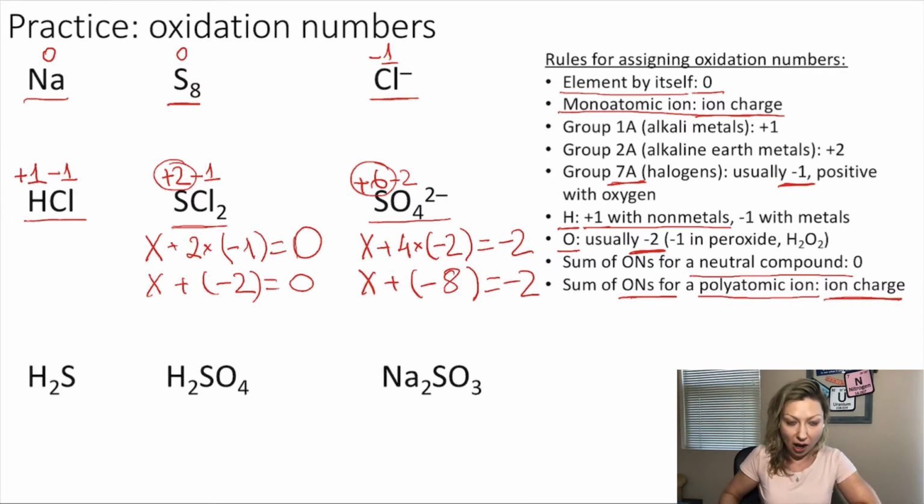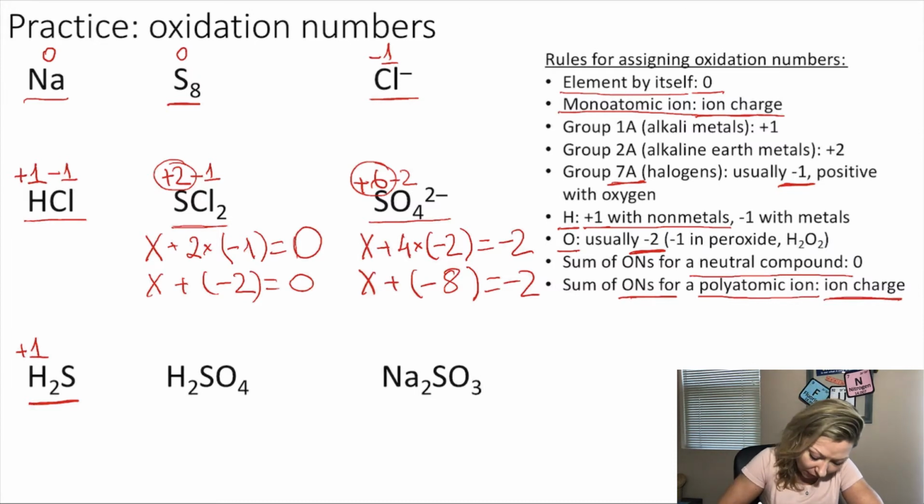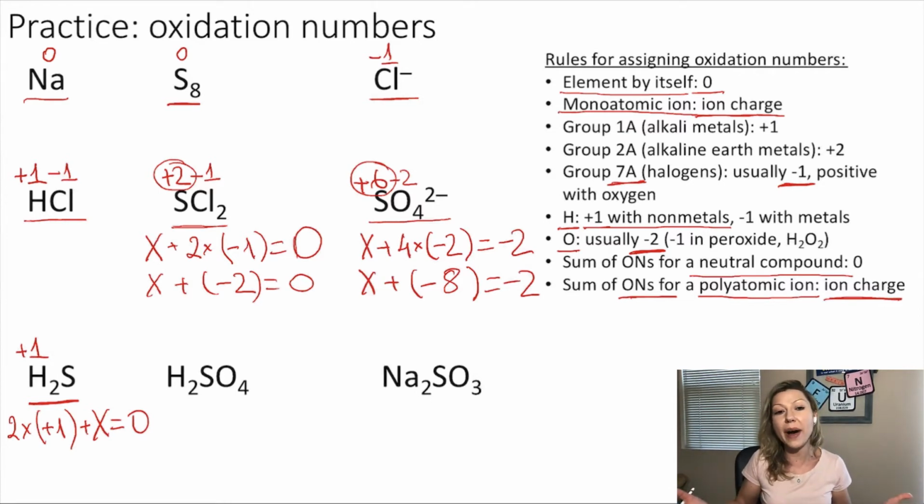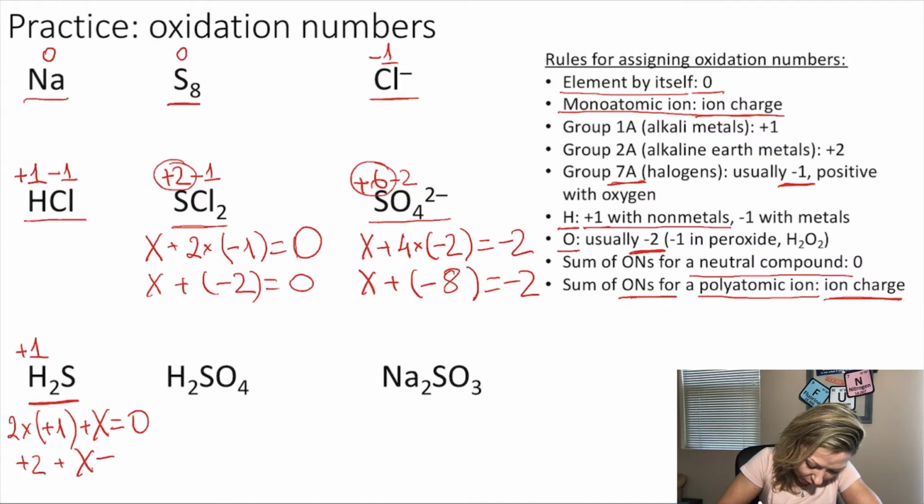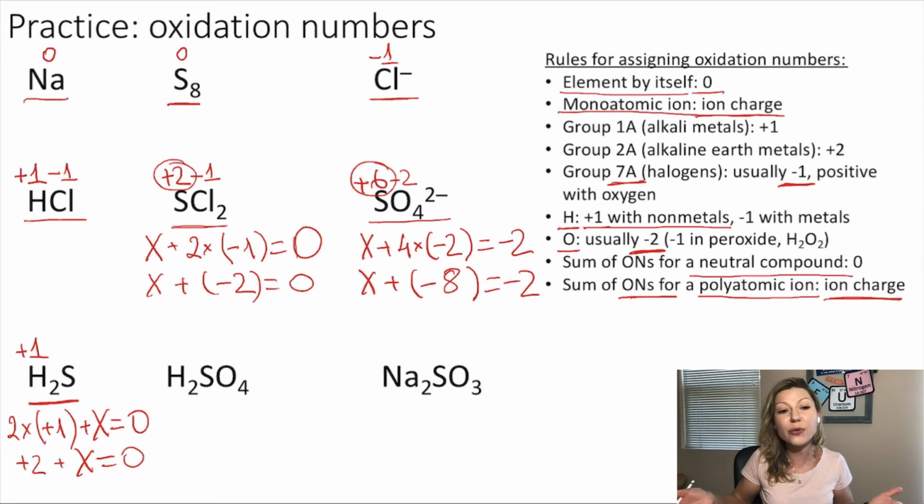Okay, let's move on. Let's look at hydrosulfuric acid. Do we have a rule for hydrogen? Yes, we do. It is +1 with nonmetals, and we know that this is a neutral compound. So again, we are going to assign the sulfur's oxidation number as X. If I have 2 times, because I have 2 hydrogen atoms, +1 plus X, the sum should give me 0 because I have a neutral compound. So +2 plus X equals 0. What is the oxidation number of sulfur in this case?